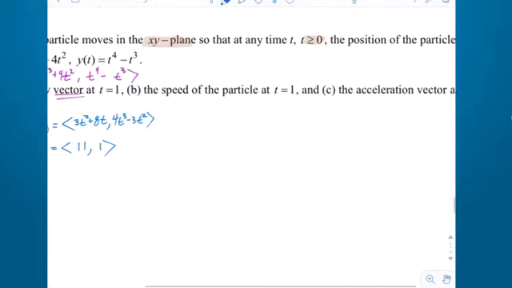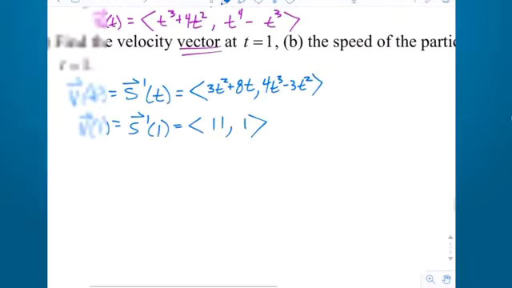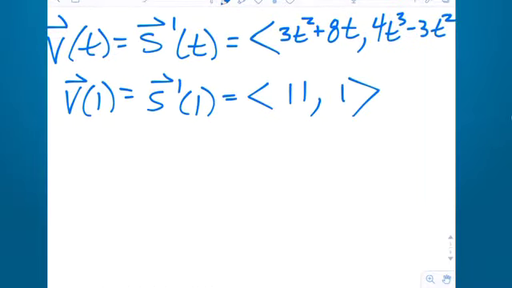So look at part B. Now it says to find the speed of the particle at t equals 1. How am I going to find the speed if I have the velocity vector? Yeah, we would call it this, which looks like the absolute value, but remember, in vector form, we call it the magnitude or the norm, and you can put 1 or 2 bars there. I'll just stick with the 1. How do we find it?